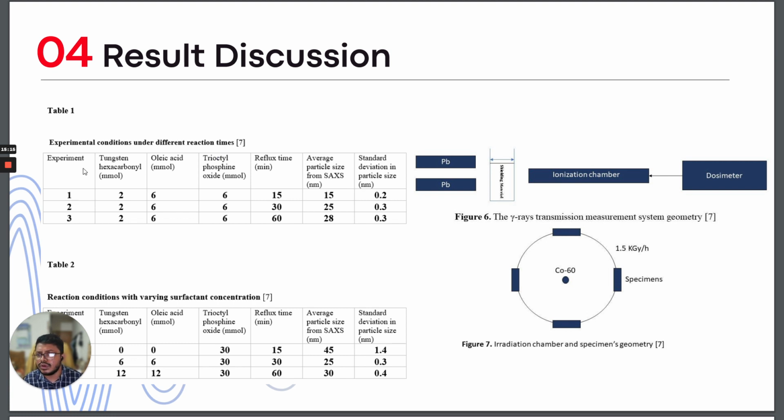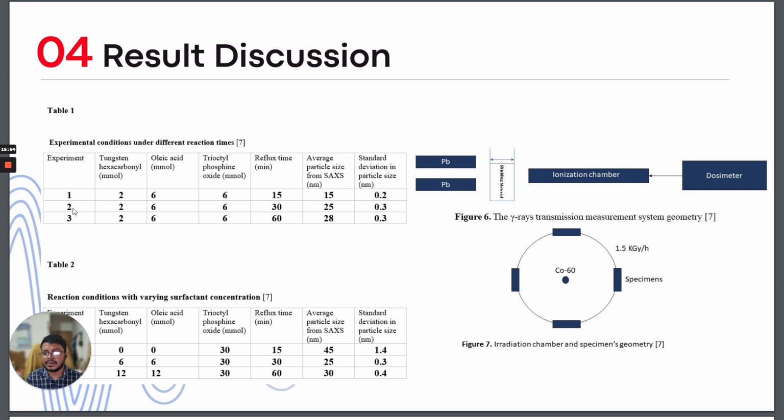In experiment 1, we use tungsten hexacarbonyl at 2 millimole, oleic acid at 6 millimole, trioctylphosphine oxide at 6 millimole, and the reflux time will be 15. The average particle size from SAXS is 15 and the standard deviation in particle size is 0.2 nanometer. One thing we have to understand is what SAXS means. SAXS is small angle X-ray scattering. We used it to quantify nanoparticle density of different samples.